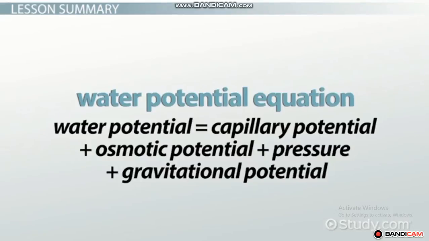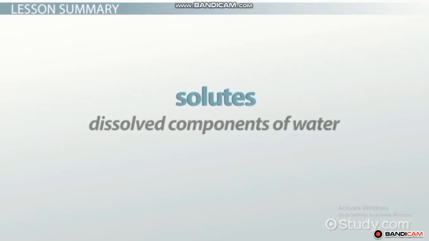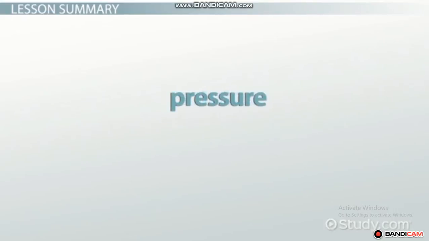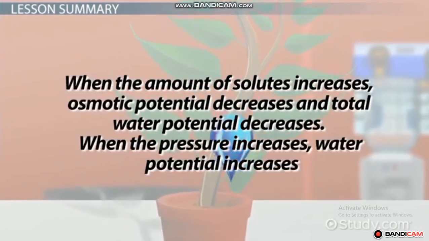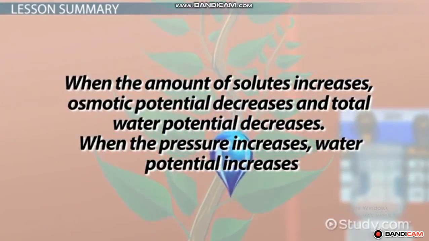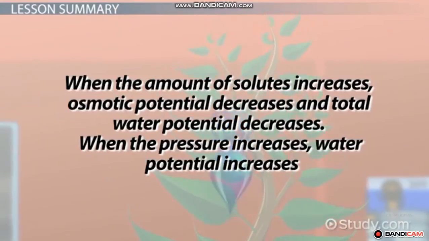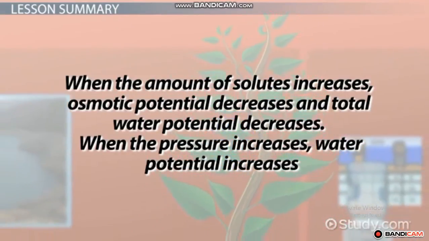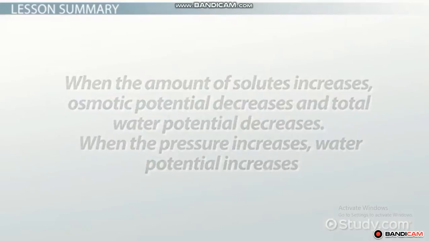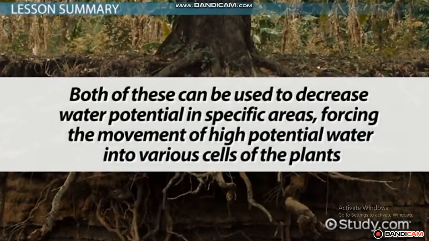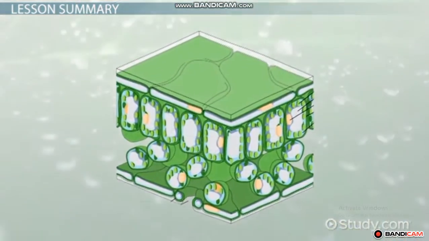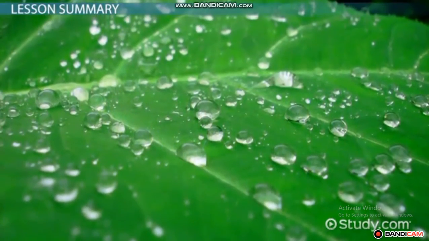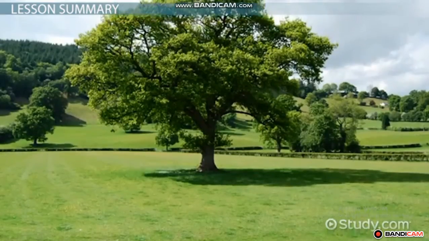The two biggest impacts on this are solutes, dissolved components within water, and pressure, outward force of water. When the amount of solutes increases, osmotic potential decreases and total water potential decreases. When the pressure increases, water potential increases. Both of these can be used to decrease water potential in specific areas, forcing the movement of high potential water into various cells of the plants. Plants are great at moving water. I guess they just understand their potential.